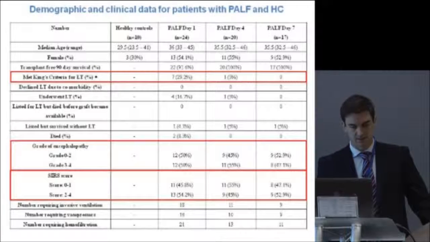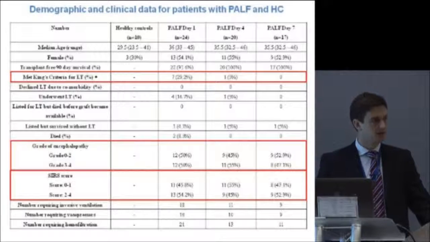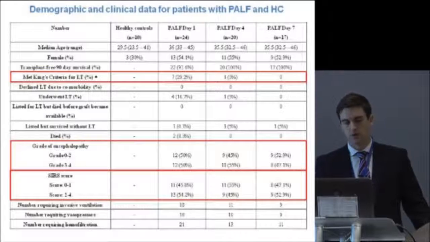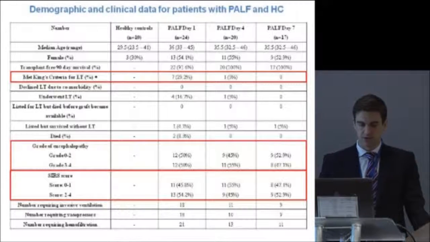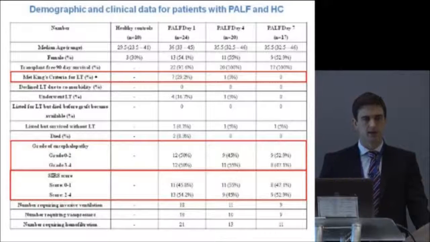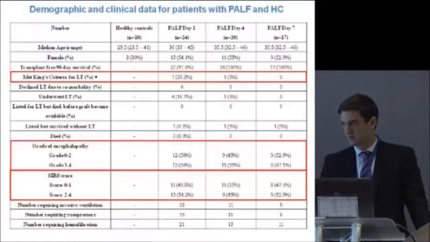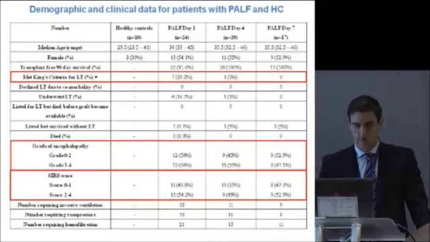So in terms of the demographic data, what we saw is that about a third of the patients presenting with acute liver failure were eligible, meeting criteria for liver transplantation. And what we also saw, looking at their organ severity scores and their inflammatory scores, was about a 50-50 mix between the lower and higher grades of encephalopathy that they were presenting with, and also the lower and higher grades of SIRS scores.